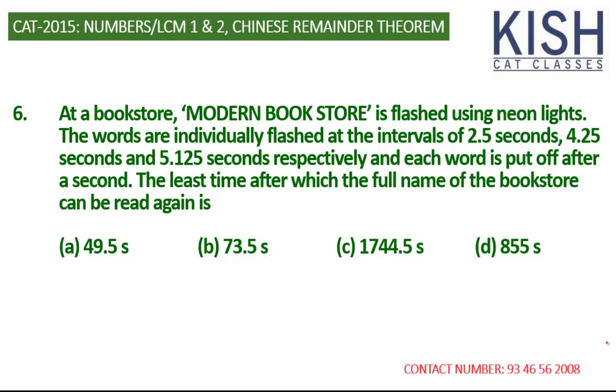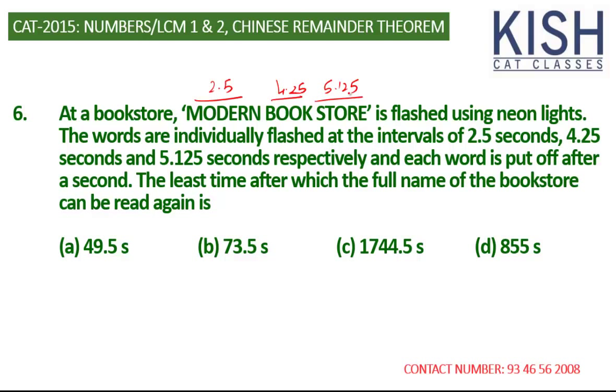Modern is 2.5 seconds, book is 4.25 seconds, and the word store is 5.125 seconds, and each one is going to take 1 second longer. So it means the whole thing will again appear.